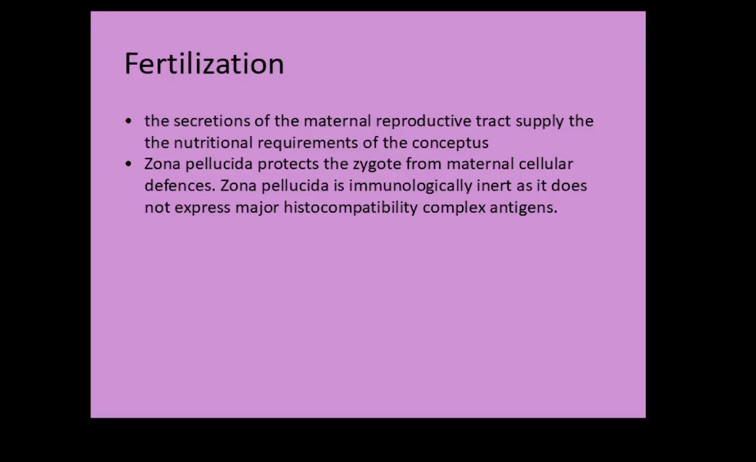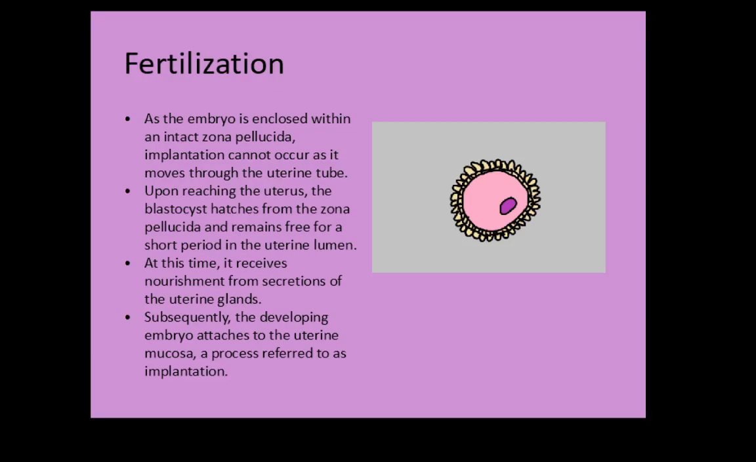The zona pellucida, which protects the zygote from maternal cellular defenses, is immunologically inert because it does not express major histocompatibility complex antigens. As the embryo is enclosed within this intact zona pellucida, implantation cannot occur as it moves through the uterine tube.